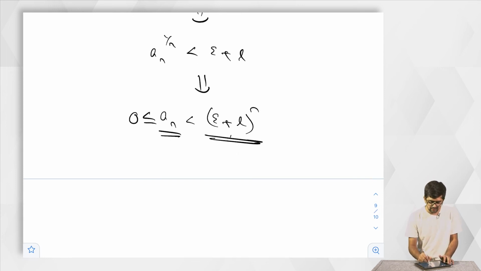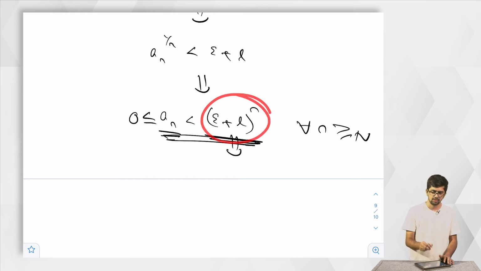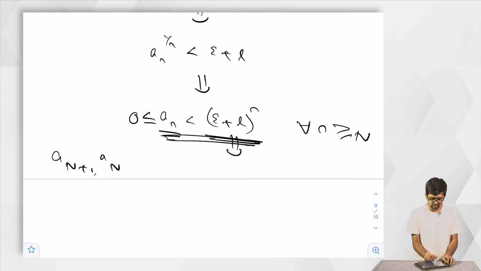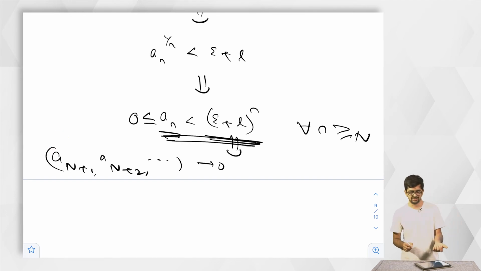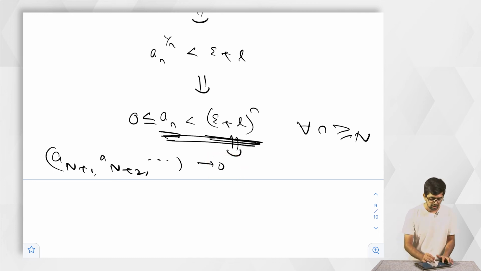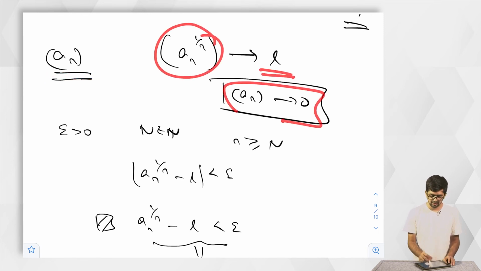So this thing is true for every n greater than or equal to N. This sequence goes to 0. So the sequence a_{N+1}, a_{N+2}, and so on, this whole sequence is going to 0. Even if we have some elements in between before that, it should not affect the convergence and not the limit also. So this is what I know for non-negative terms.